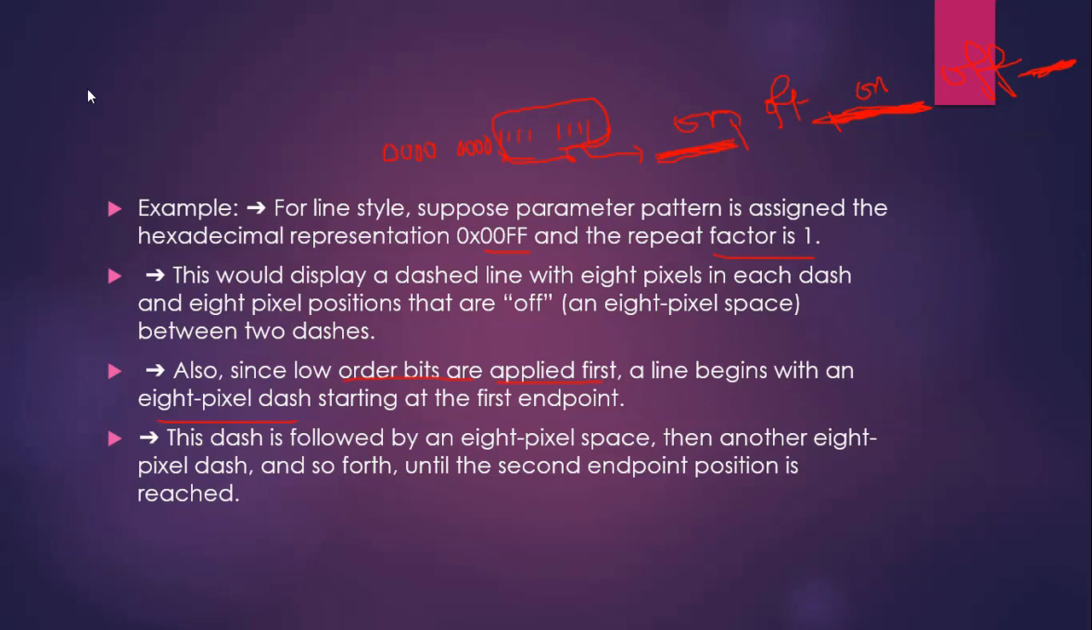So this dash is followed by an 8 pixel space and then another 8 pixel dash, and so forth until the second end point position is reached. It will start with on, then off, then on, then off. So this is the meaning here.